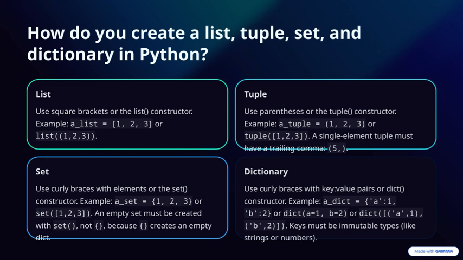Finally, lists can be created with square brackets like [1, 2, 3], or using the list constructor. For example, list((1, 2, 3)). This flexibility allows you to choose the syntax that best fits your code style. So, in summary, understanding how to create these data structures, list, tuple, set, and dictionary, is fundamental for organizing data effectively in Python. They form the backbone of how we manage and manipulate data throughout our programs.